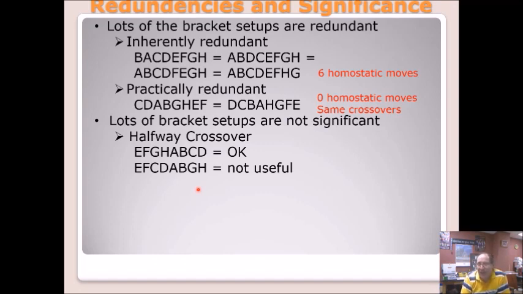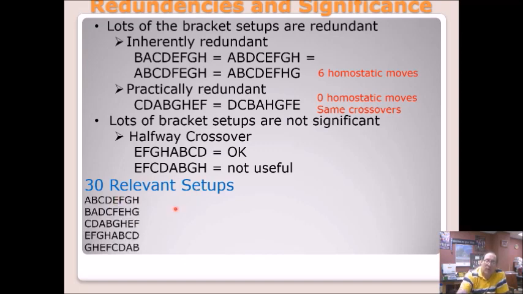Taking that into account, I figured there are probably about 30 relevant setups that we needed to consider. So I did an analysis of 30 different brackets. For the first round, what we've got is the homostatic approach, A, B, C, D, E, F, G, H. Then we're going to make all non-homostatic approaches. So B, A, D, C, F, E, H, G. There's C, D, A, B, G, H, E, F. And there's E, F, G, H, A, B, C, D.